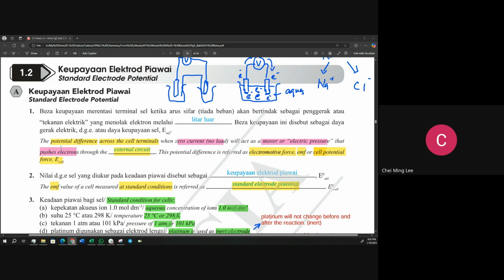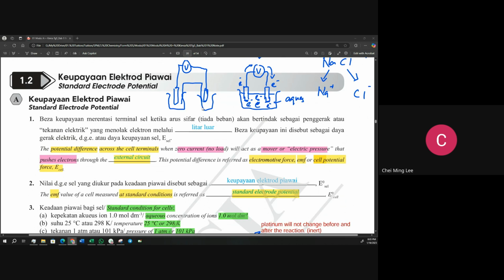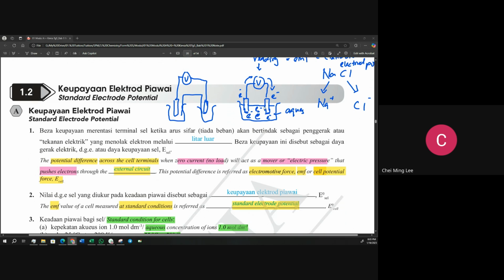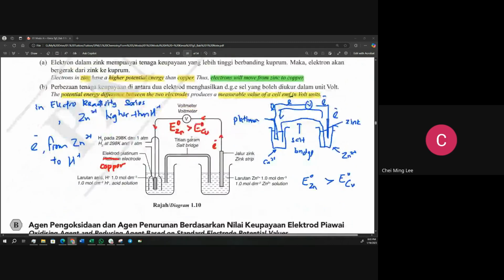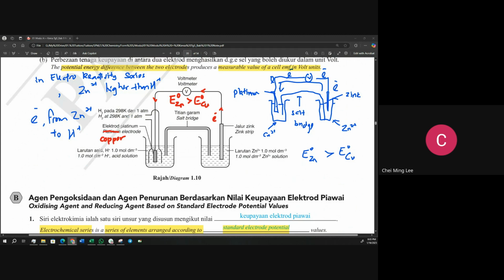It means the potential across the cell terminal. Okay, we said the cell terminal is which one? You see, in this case, you can see from here there are two terminals involved, here and here, as the electron terminals. So these are the terminals, but is there any battery involved here? No battery, right? No battery means that there is no current.